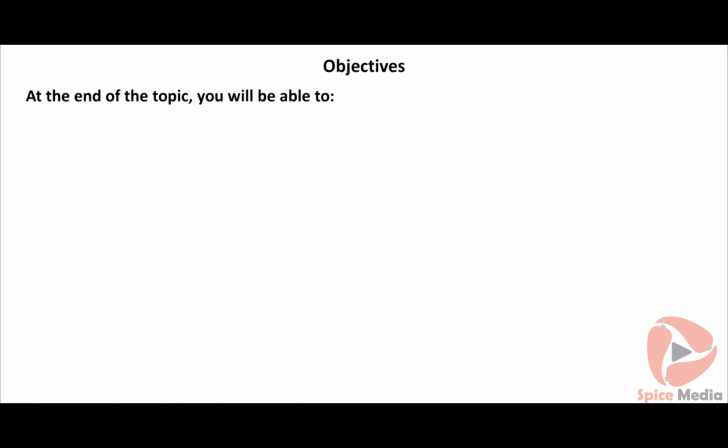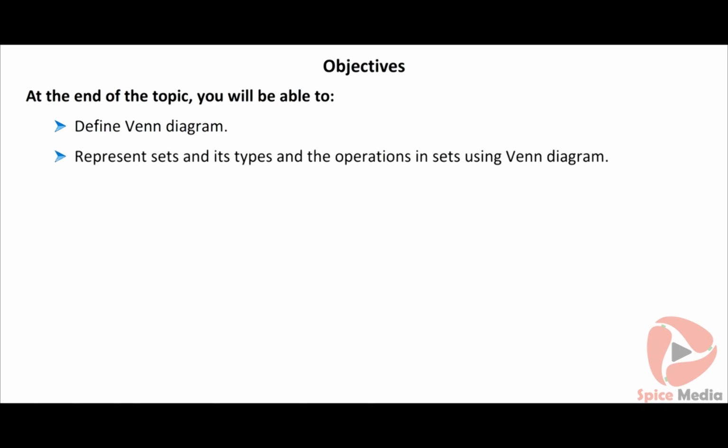At the end of the topic, you will be able to define Venn diagram, represent sets and its types and the operations in sets using Venn diagram, and elucidate the properties of union and the intersection of sets.